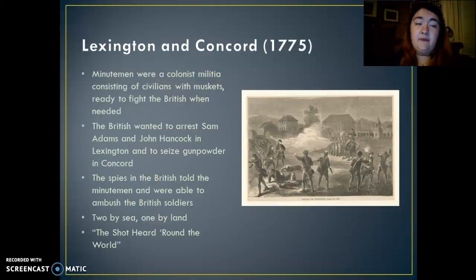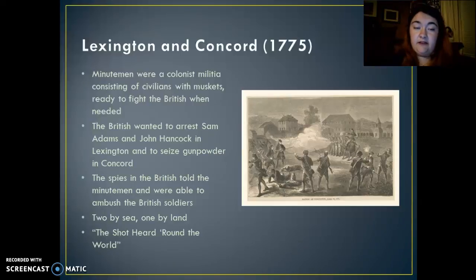So the very first battle occurred in Lexington, where Minutemen were. Minutemen, to clarify, are a colonist militia consisting of civilians with old guns called muskets, and they needed to be ready to fight the British at a minute's notice, so they could basically ambush the redcoats.